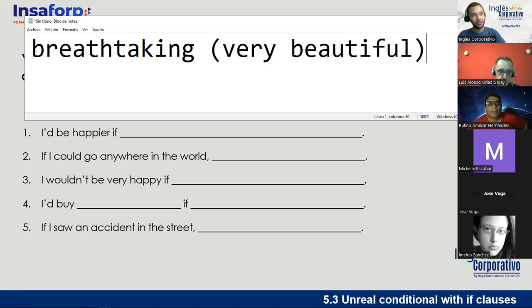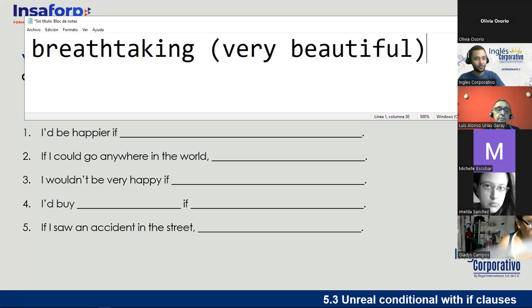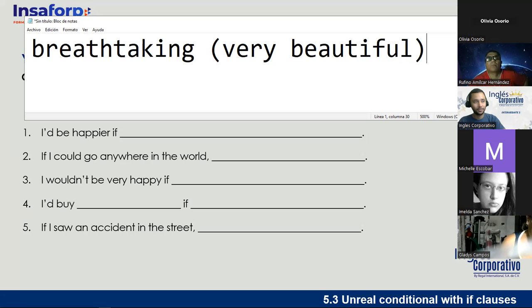Number three, please. Olivia. I will not be very happy if I did not have my son. If I didn't have my son, or if I didn't have a son. Okay, great. Ahí lo hemos visto en la cámara. I wouldn't be very happy if I didn't have a son. Great. No sería muy feliz si no tuviera un hijo o a mi hijo, ¿verdad? Amilcar.